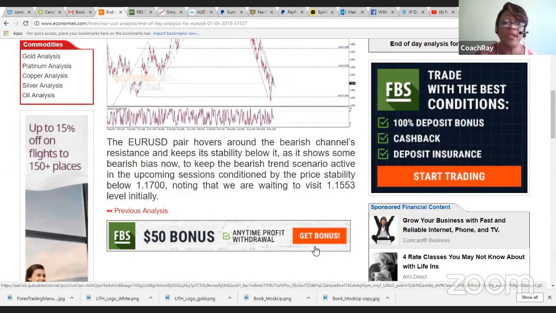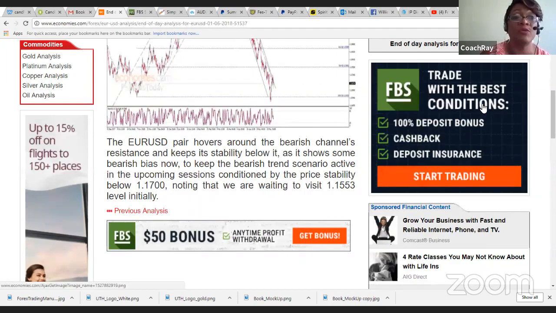So if you're trading Euro USD, this came out yesterday. I'm sorry, this came out Friday, the end of the day Friday. So when the market opens tomorrow, you're going to want to pay attention. If you're trading Euro USD, you want to really pay attention to that, okay? They're actually looking for the price to drop to 1.1553. I want you to keep that in mind, okay? They will also give you analysis on gold, platinum, copper, silver, and oil if you trade any of those pairs.